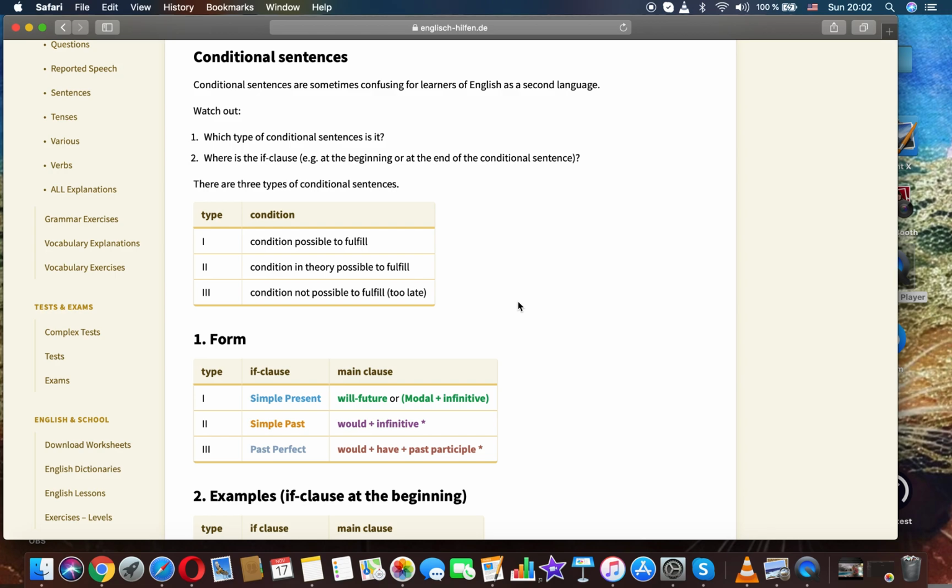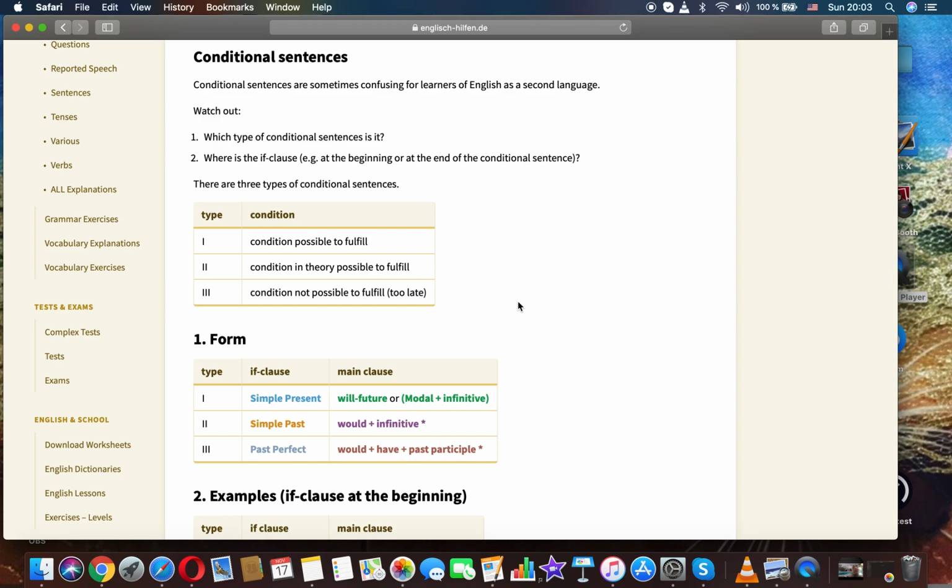For learners of English as a second language, watch out. First, which type of conditional sentence is it? Second, where is the if clause? For example, at the beginning or at the end of the conditional sentence.